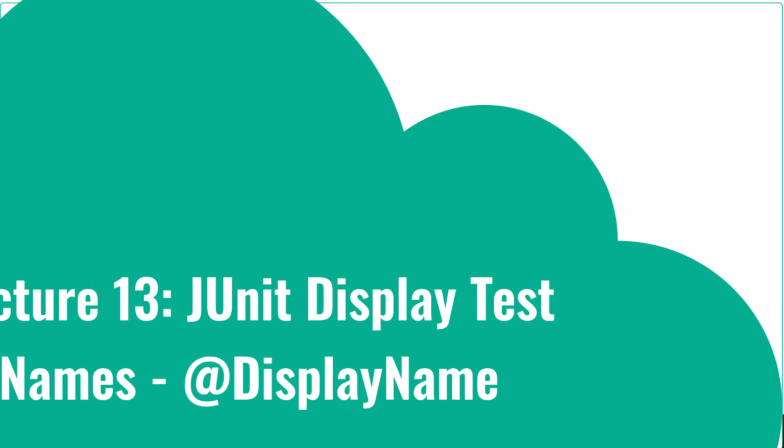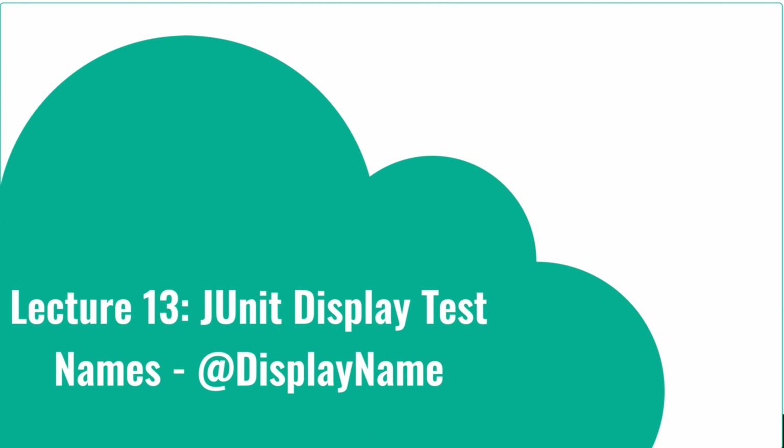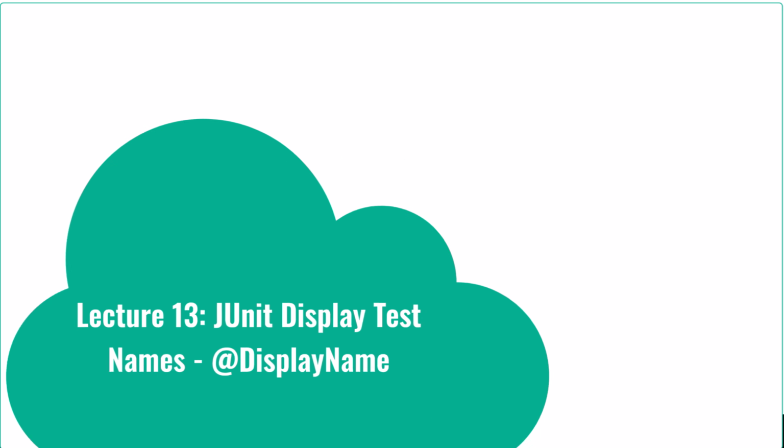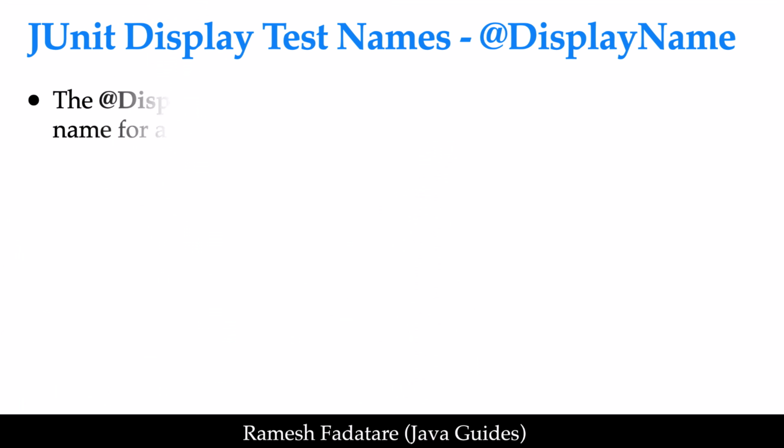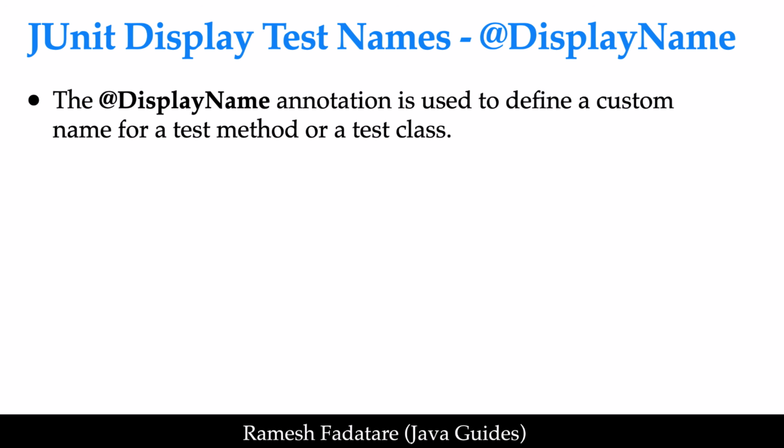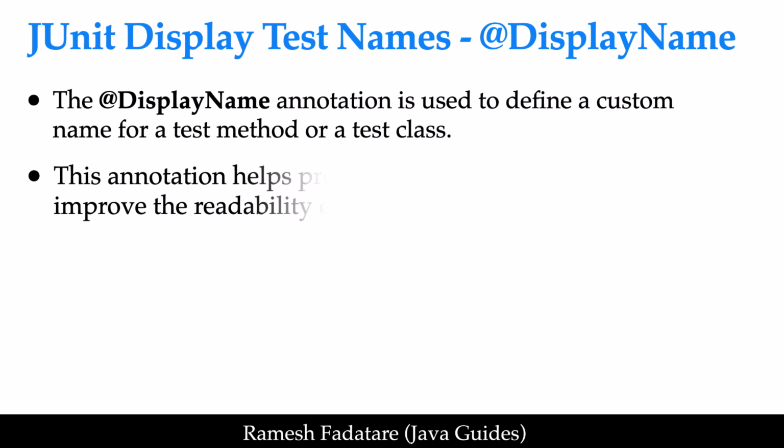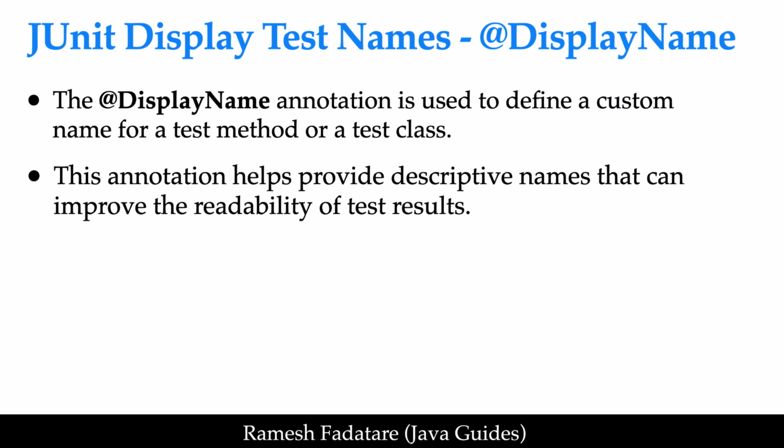Hi everyone, welcome back. In this lecture, we will see how to display test names by using the @DisplayName annotation in JUnit. The @DisplayName annotation is used to define a custom name for a test method or a test class. Displaying meaningful test names can make test results more readable and understandable, especially when running a large suite of test cases. This annotation helps provide descriptive names that improve the readability of test results.